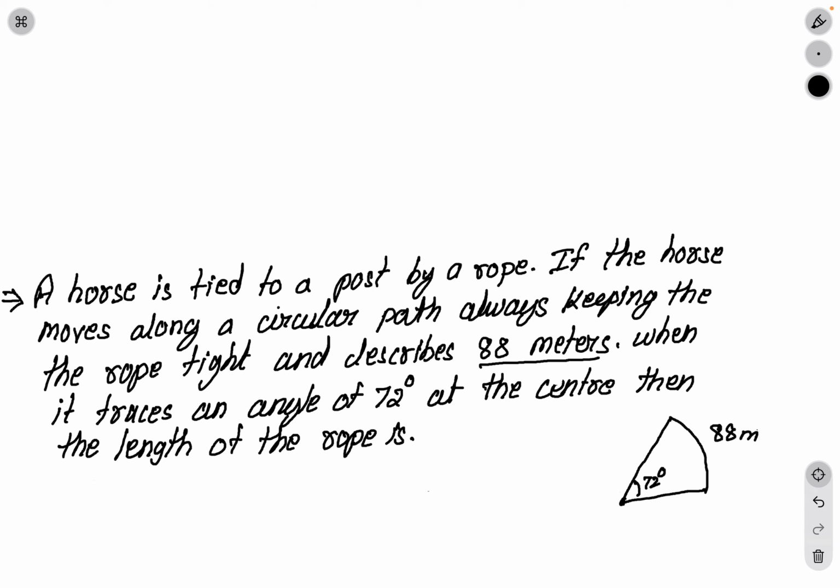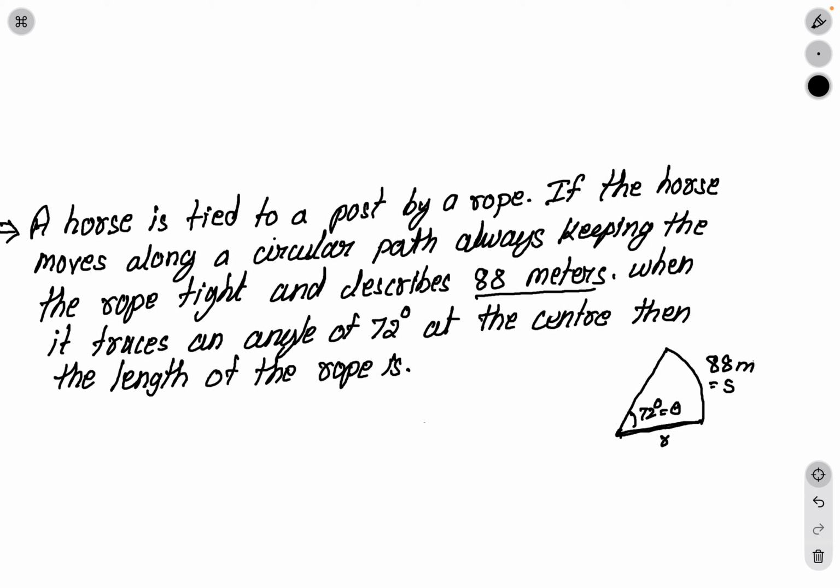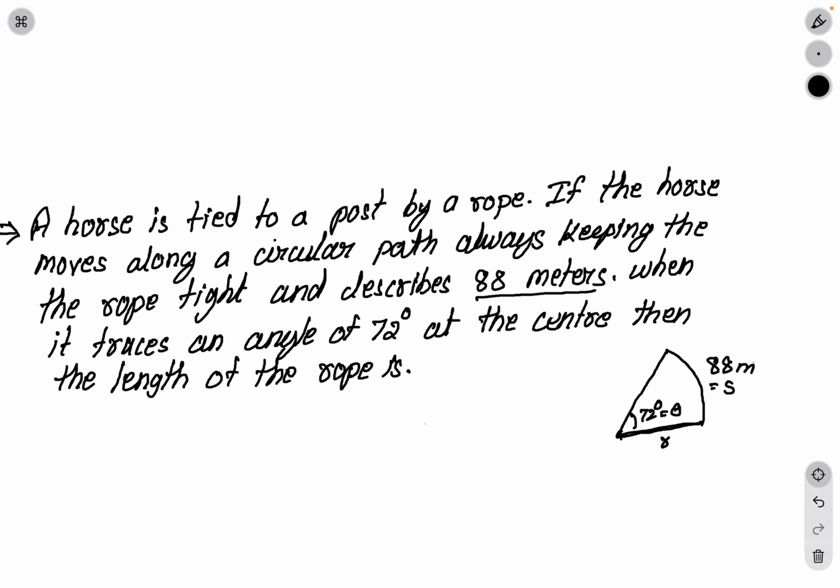At the center, then the length of the rope. हमें ये find out करने का R. हमें S 88 है और ये थीटा है. तो S, that is length of arc, is equal to 88 meters. Theta is equal to 72 degrees.